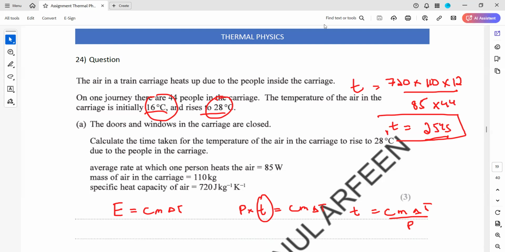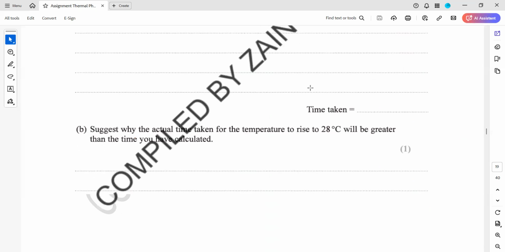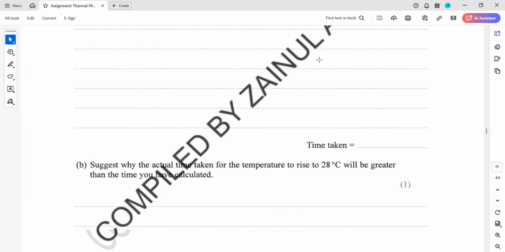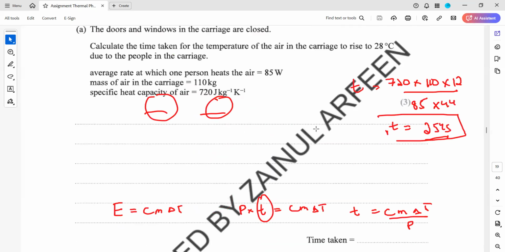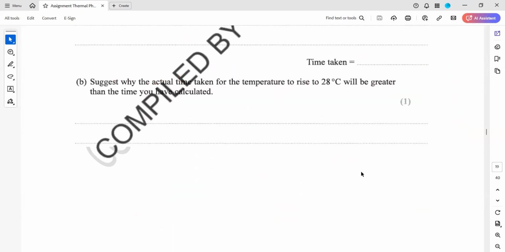The next question asks you to suggest why the actual time for the temperature to rise to 28 will be greater than what you have calculated. It's a very straightforward question. Practically, you worked out the time as 254 seconds, but in practice it will take much longer than what you have calculated. So, what could be the reasons here?